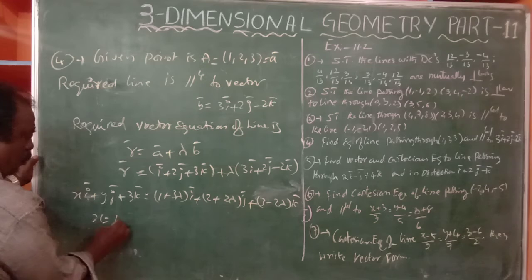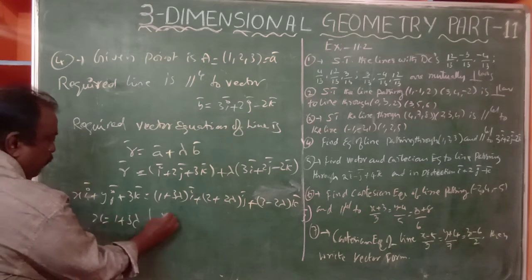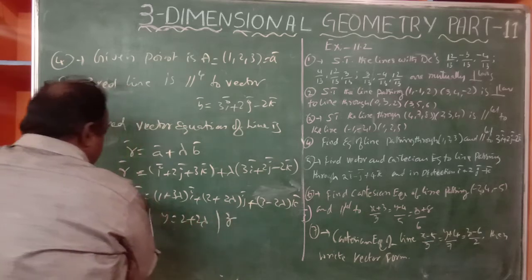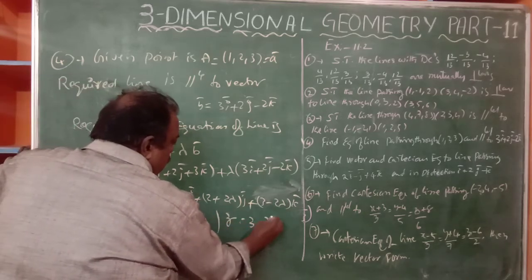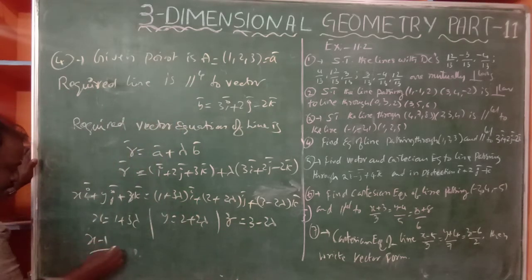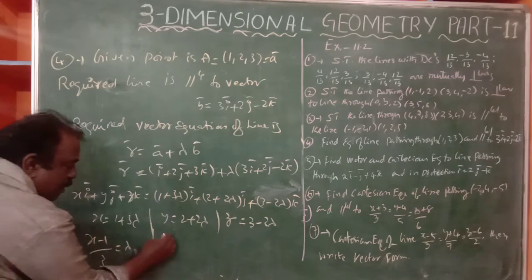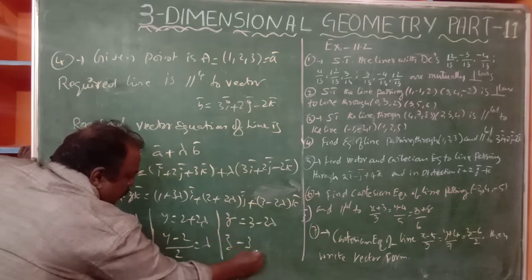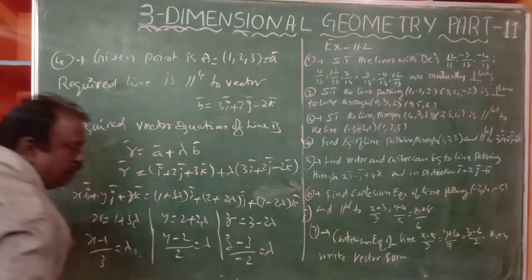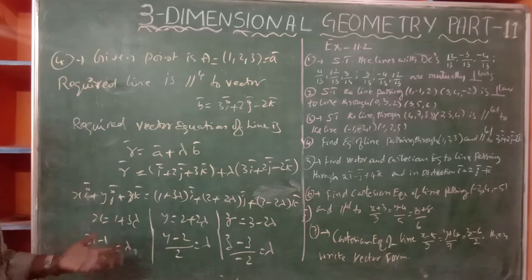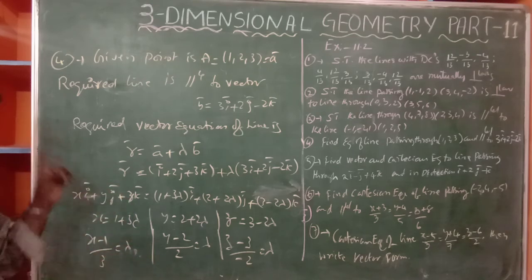So x is equal to 1 plus 3 lambda. y is equal to 2 plus 2 lambda. z is equal to 3 minus 2 lambda. Here x minus 1 by 3 is lambda, y minus 2 by 2 is lambda, z minus 3 by minus 2 is lambda. Observe me now. Some derivation. The direct form is there, of course, but if you do like this, the impression is good in the exams.